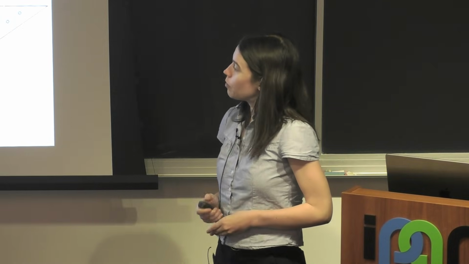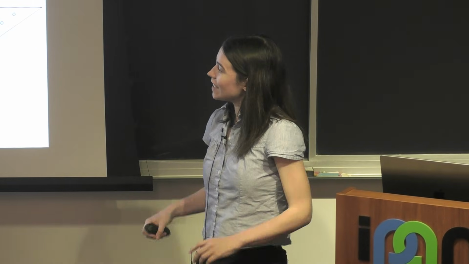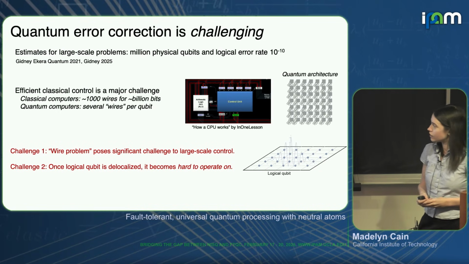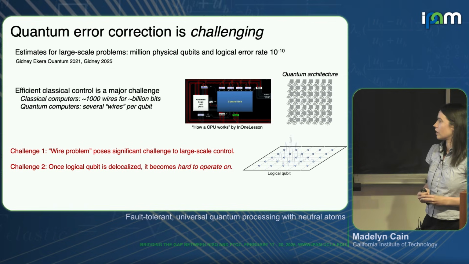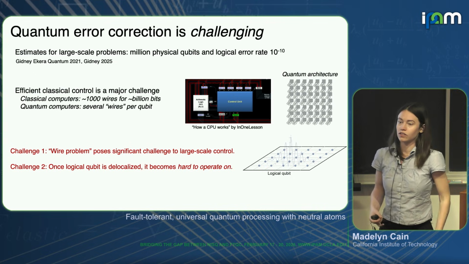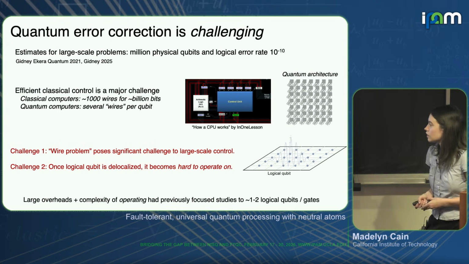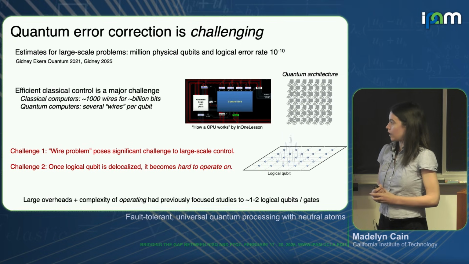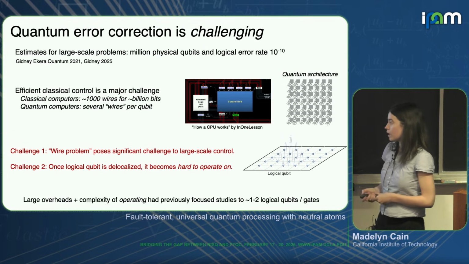So this wire problem poses a significant challenge, but in addition, a major challenge that you reach once you start trying to operate on logical qubits is that because information is delocalized, these logical qubits become very non-trivial to operate on. And it's a really open theoretical question: what is the best way to do processing on these logical qubits?